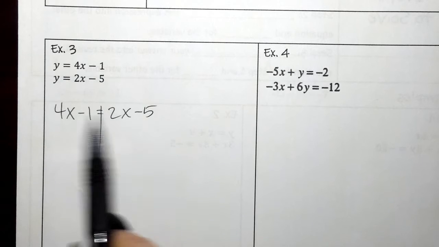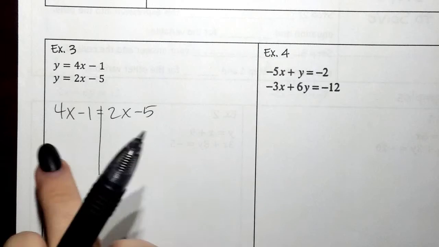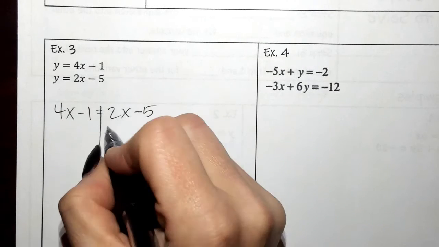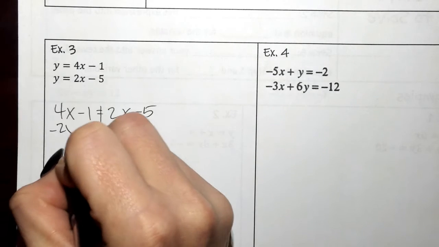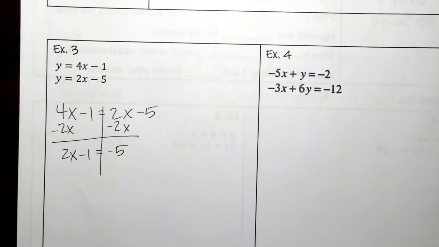So remember, I've got x values on both sides, so I want to move this x over to the left-hand side by doing opposite operations. So I'm going to subtract 2x from both sides. So I'm left with 2x minus 1 equals negative 5.